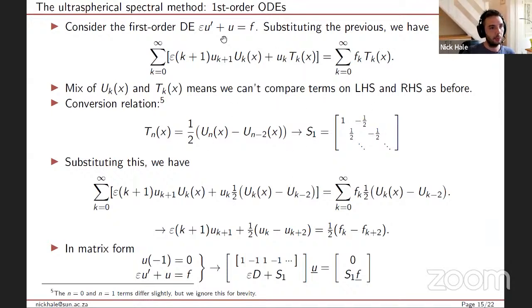So those are the ingredients we need. We could then plug that into our differential equation. We now have apples on the left-hand side, so Uk's, apples on the right-hand side, so we can compare the coefficients, and again we end up with a linear system of equations to solve.